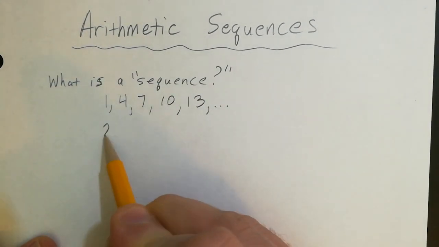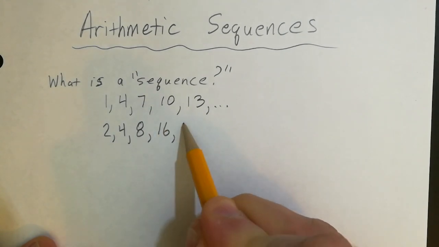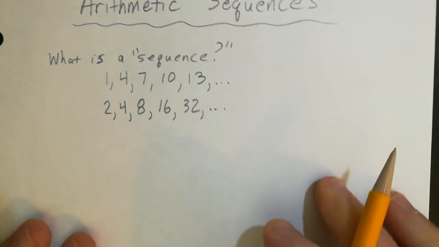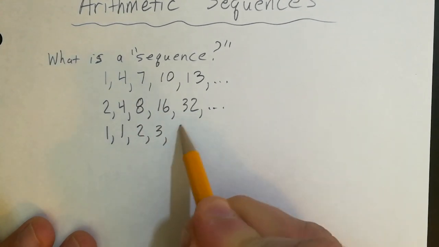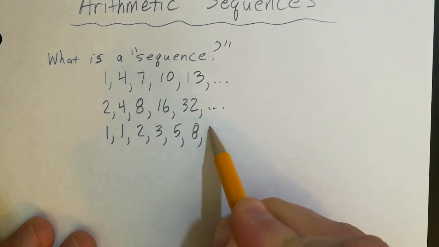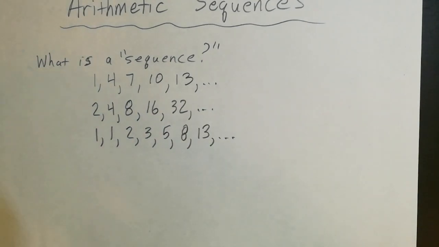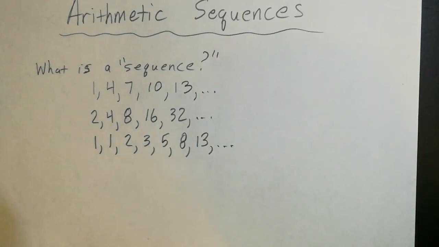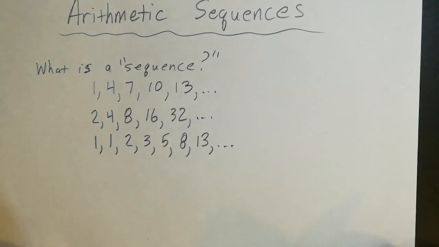Or you could have something like this. All right. Or even something like this. Okay. Sequences are a huge branch of mathematics. If you look on Wikipedia or just Google it, like list of sequences, there's all different sorts of sequences. But we're going to focus on arithmetic sequences.